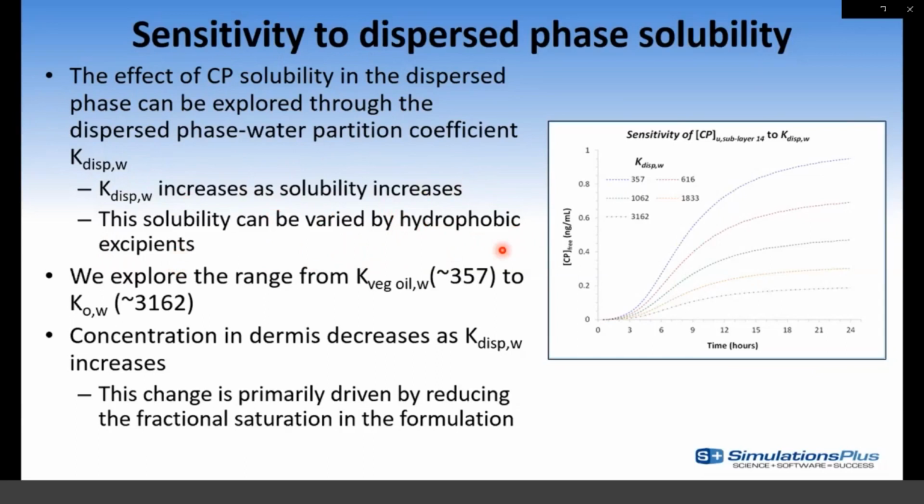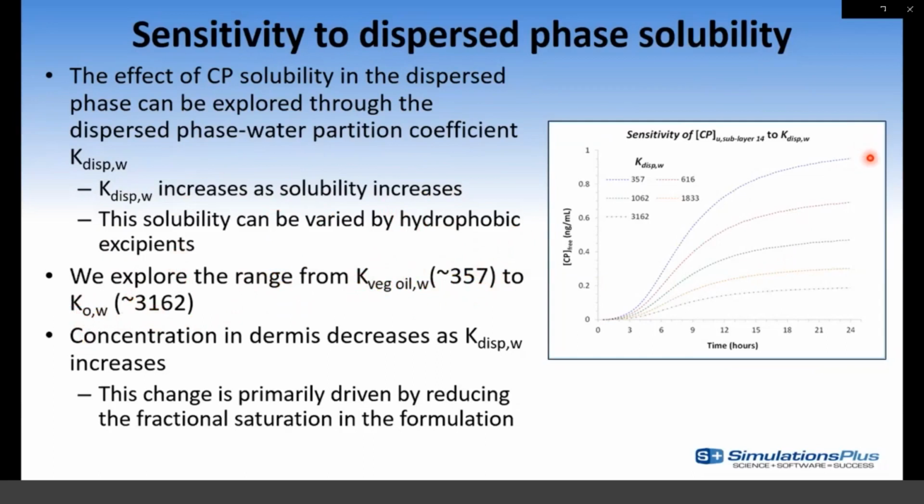So we looked at the range here from vegetable oil, where you had a dispersed phase of vegetable oil or something similar to it. And then at the high end, we looked at the case where you had a dispersed phase that's similar to octanol. So an increase in the partition coefficient of about tenfold.